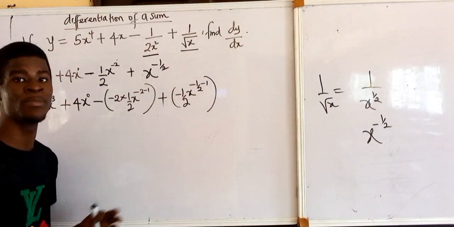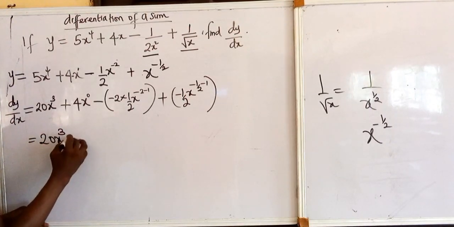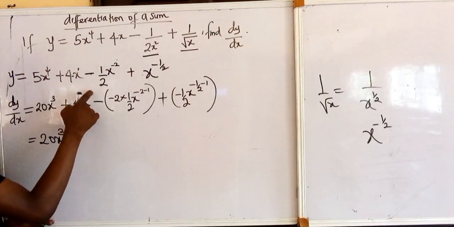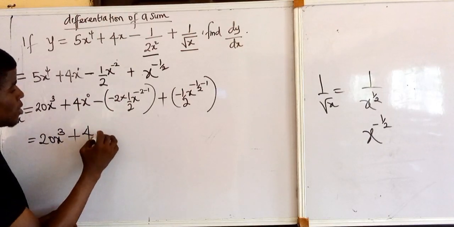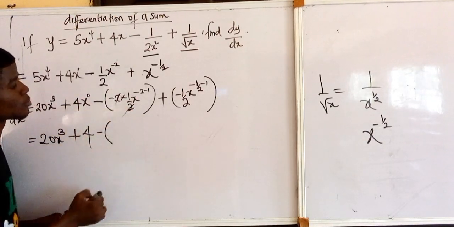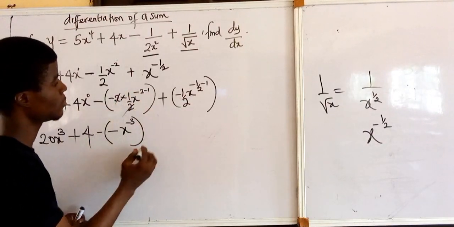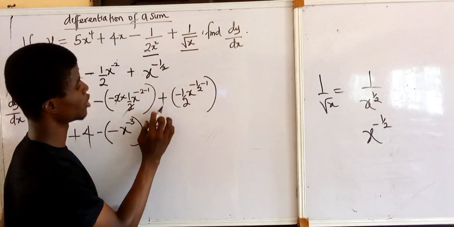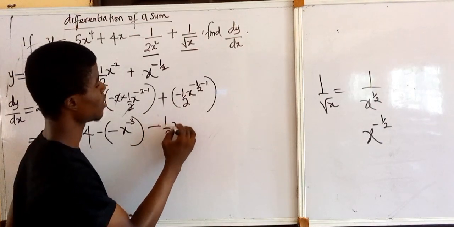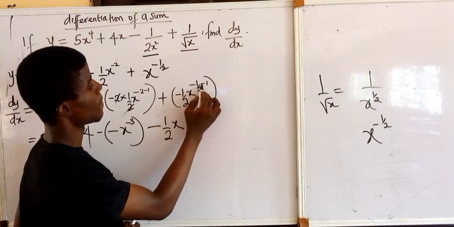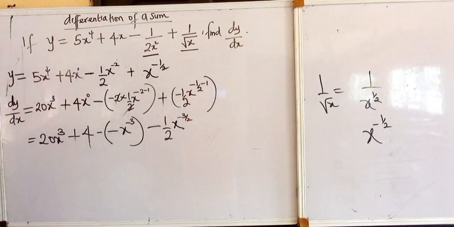So what I will do now is simplify to the lowest terms. So I have 20x cubed plus 4x to the power of 0, which is 4, because x to the power of 0 is 1, and 4 times 1 is 4. Then minus 2 cancels 2. I have negative x to the power of negative 3, since minus 2 minus 1 is minus 3. Then this is minus, because this plus will go inside and I will have a negative sign. Minus 1 over 2 times x, then negative 1 over 2 minus 1 is minus 3 over 2. So we'll still simplify further.